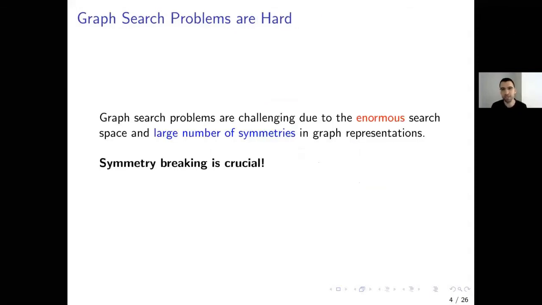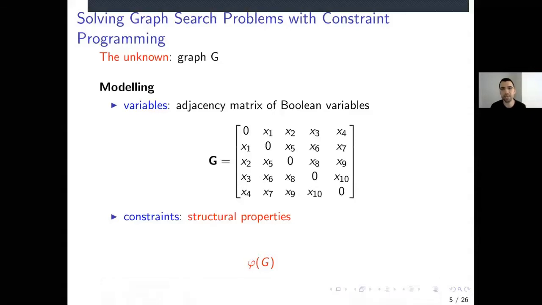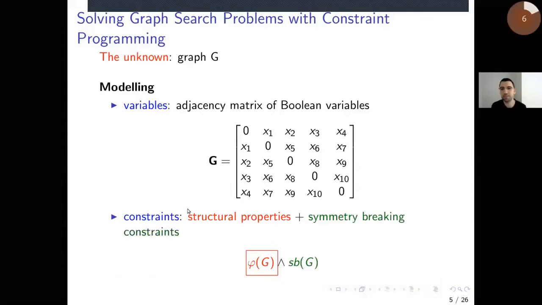So these symmetries, together with the enormous search space, make graph search problems highly challenging, and symmetry breaking is crucial to solve them. The way we solve graph search problems is using a constraint-based approach. We model graph search problems as constraint satisfaction problems. The unknown graph is represented using a set of Boolean variables which indicate the adjacency matrix of the solution, and the desired structural properties are modeled as constraints over these variables. Additionally, we add symmetry breaking constraints to deal with symmetries in the search space.